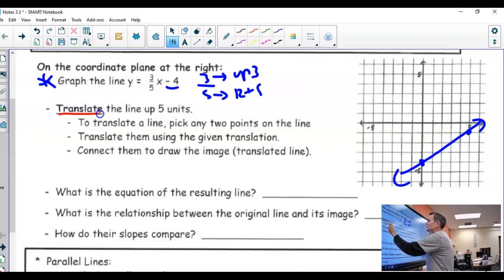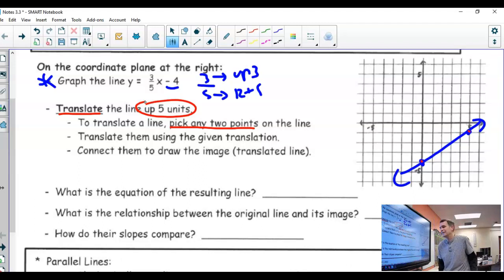Now, it wants me to translate the line up 5 units. A translation, remember, is just sliding it. To translate it, pick any 2 points on the line, like maybe these two, right? And translate them using the given translation, which for us is up 5. So I'm going to go 1, 2, 3, 4, 5. 1, 2, 3, 4, 5. And I'm going to connect them to draw the translated line. Bam!